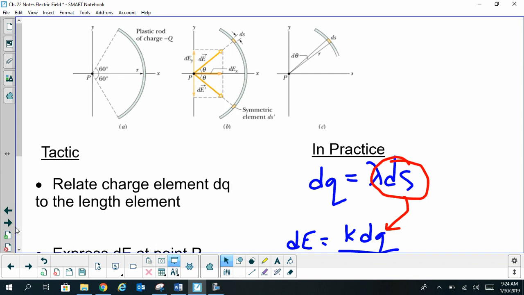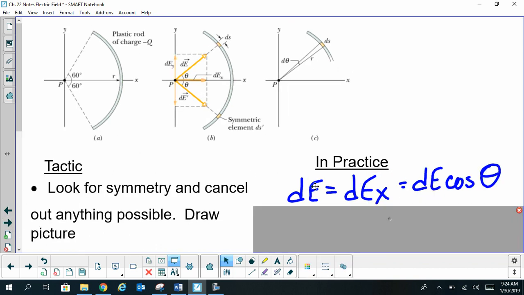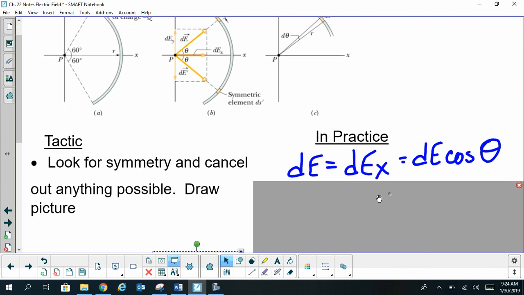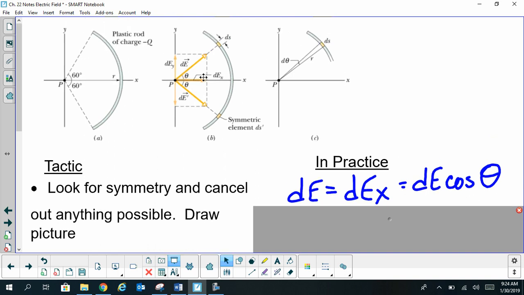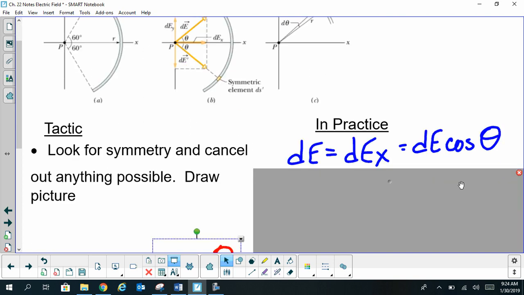So here we go. Here's our symmetry. So we're going to look for symmetry and we're going to cancel anything out that's possible. So we realize that for our electric field, only the x components of each of those electric fields are going to contribute to our net electric field. So we rewrite our electric field like this, our dE times the cosine of our angle. That makes sense. Here's our angle here. Yes? Okay. And then only the x direction. So that's why we use the cosine.